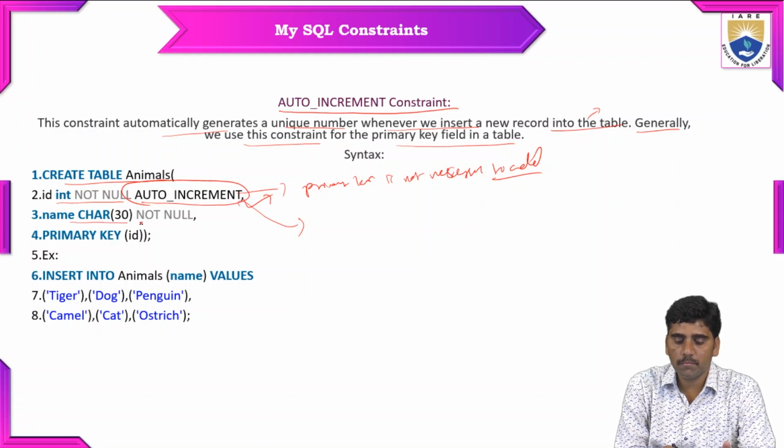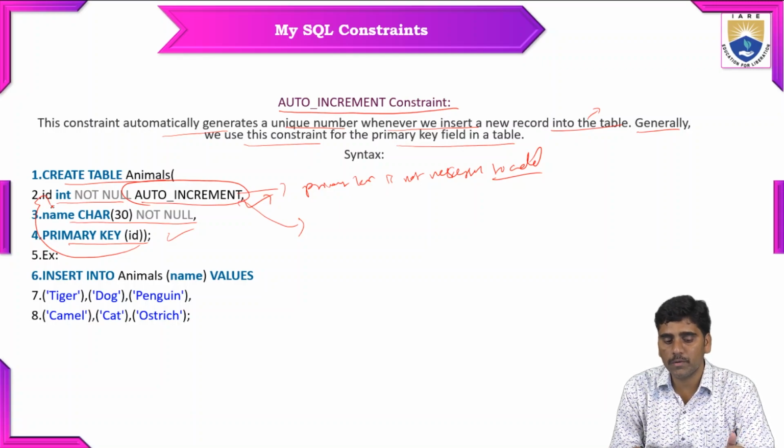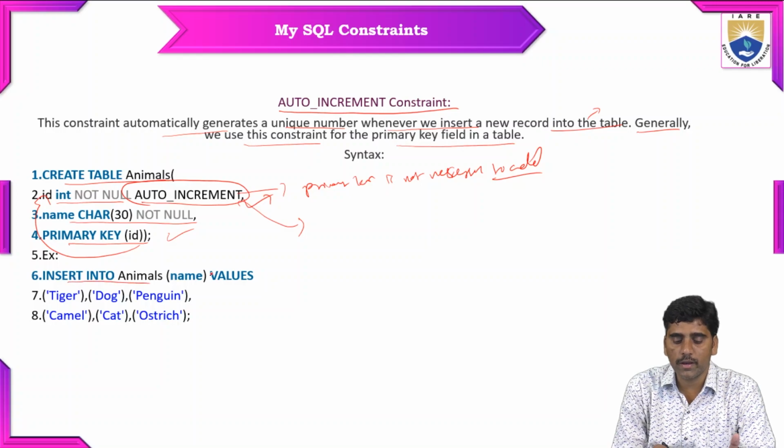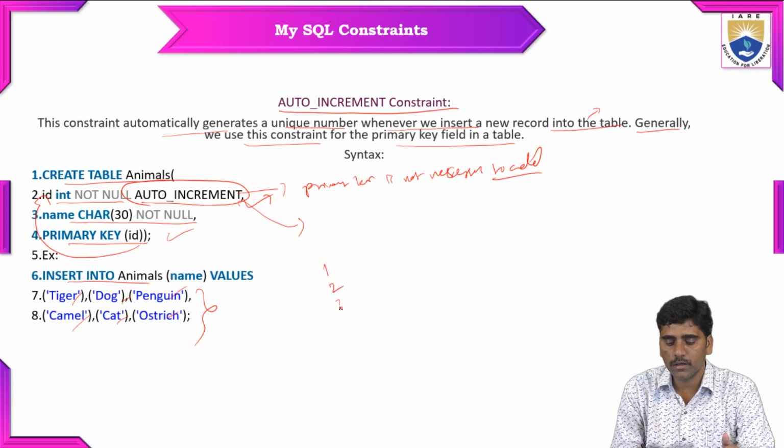And next one, name char of 30 not null, and primary key of id. So the primary key of id is taken as an automatic increment. In the example, insert into animals name values: tiger, dog, penguin, camel, cat. All these values will be taken by default as auto incremented 1, 2, 3, 4, 5, 6.